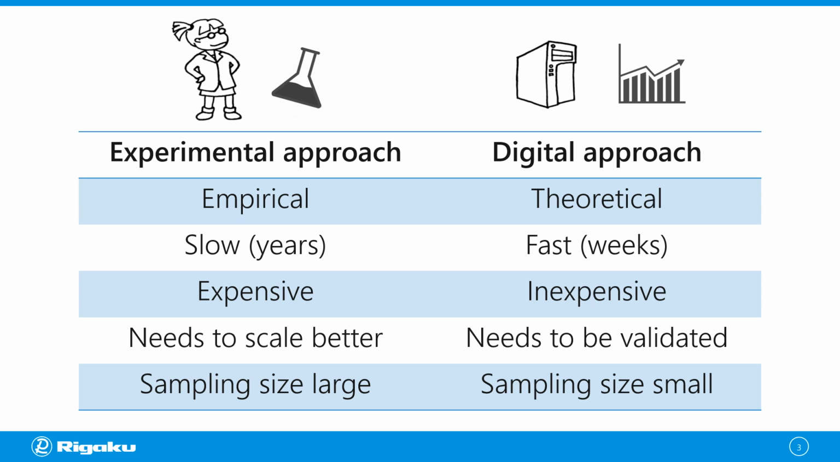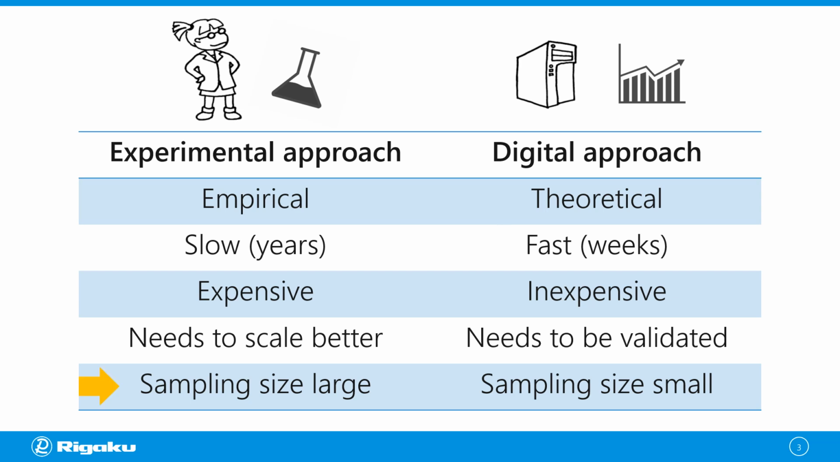But I want to point out two important differences. The experimental approach tends to be slow. It could take years. But the digital approach is fast. This is in order of weeks. So if you're in a situation where you have to make a decision and you need to get some insights very fast and you don't have time to run experiments, then the digital approach might be a better choice. And you can run the experiments later for validation purposes.